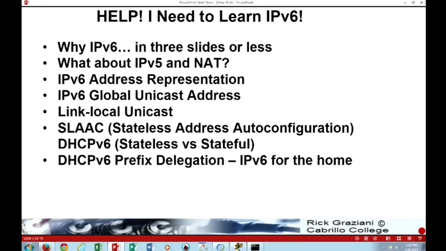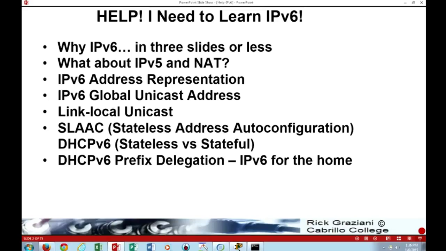The way that's done is using SLAAC, stateless address autoconfiguration, and then there are a couple of options with that: SLAAC with stateless DHCPv6, and there's also stateful DHCPv6. So there are really three main ways for a device to automatically get its global unicast address. And then as an end note, I'll talk about DHCPv6 prefix delegation. That's how your home network can get its own IPv6 network address.